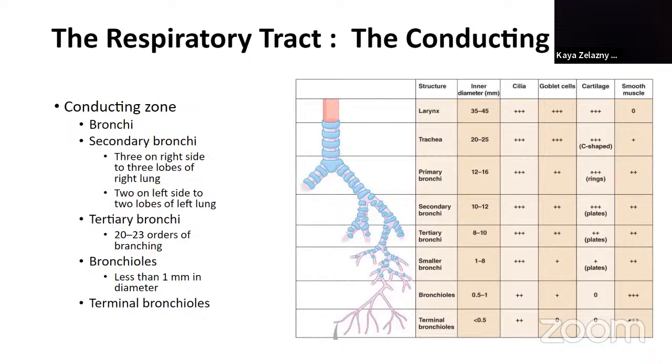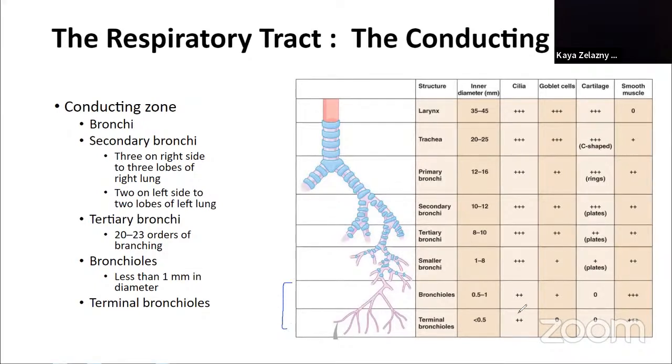After that, the branching goes a little wild and crazy. There are 20 to 23 rounds of branching for your tertiary bronchi, so we don't really care about the exact numbers for those. And that brings us to our bronchioles and terminal bronchioles. So they're really small, just like our arterioles were small, right? So now we're down to less than a millimeter in diameter. Terminal bronchioles are quite small. You'll note that these no longer have cartilage, but they are still part of our conducting zone. And because they don't have cartilage, at this point, we would be able to collapse the bronchioles and the terminal bronchioles. They are potentially at risk of collapsing.